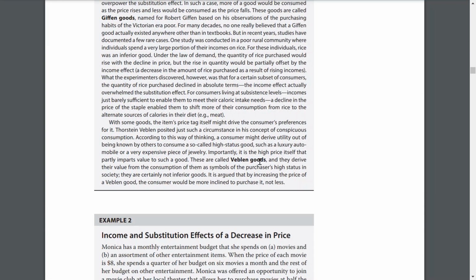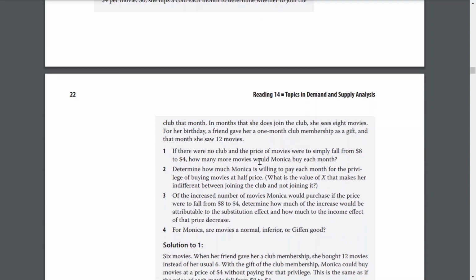Exceptions to the law of demand, some examples, not so much to talk about.